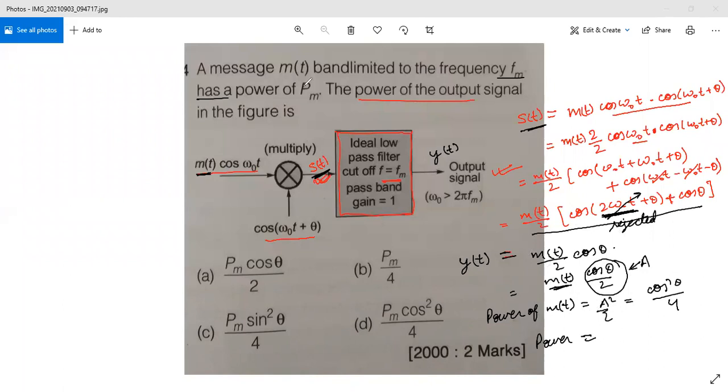What is given here is that m(t) has a power of Pm. So the total power will be equal to Pm cos squared theta by 4, because the power of the band limited signal m(t) is given. Where can we find this expression? Yes, in option number D.